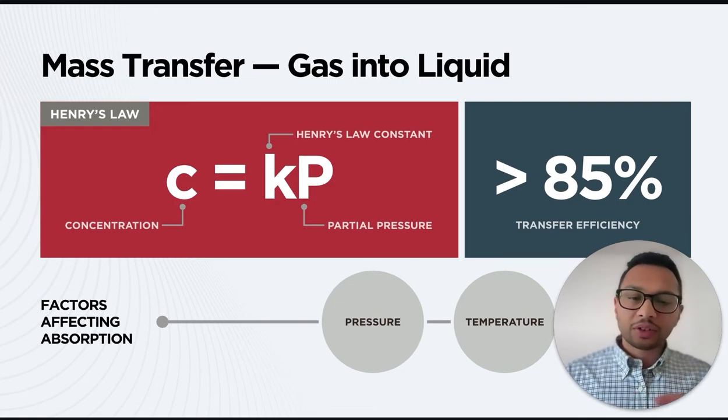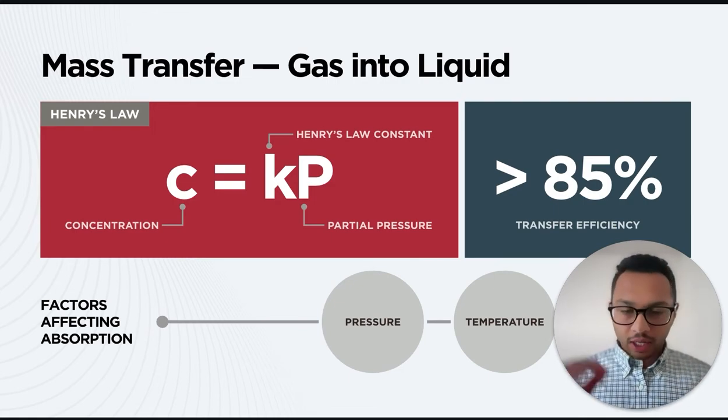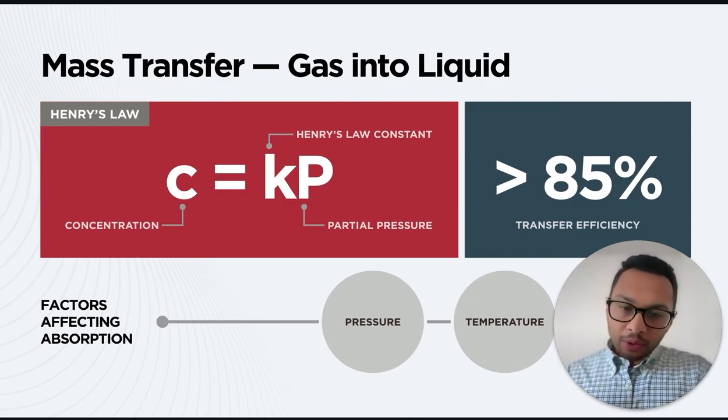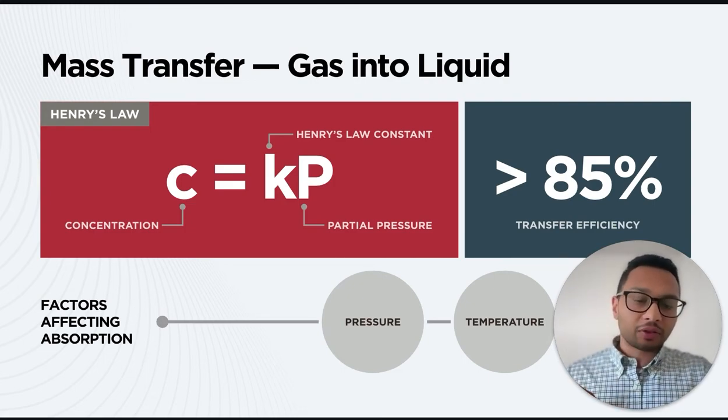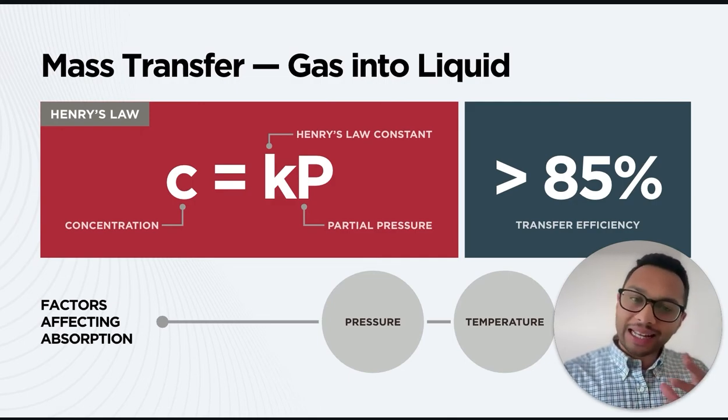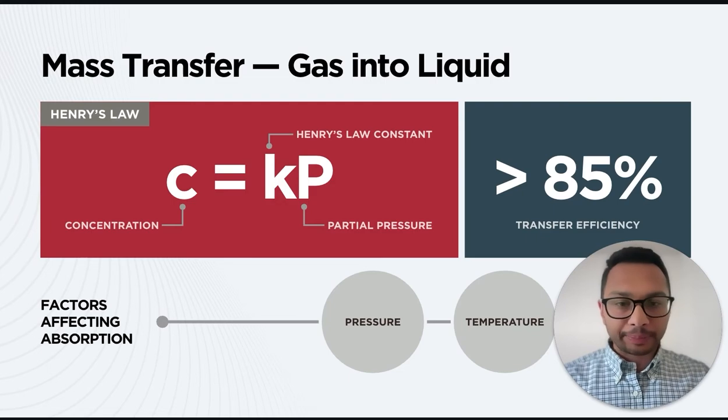Mass transfer is one of the most overlooked parts in the ozone system. It is absolutely critical. Poor transfer efficiency wastes energy and wastes ozone. And that's the main benefit of using an ozone system: making sure you're generating and injecting it into the water correctly.